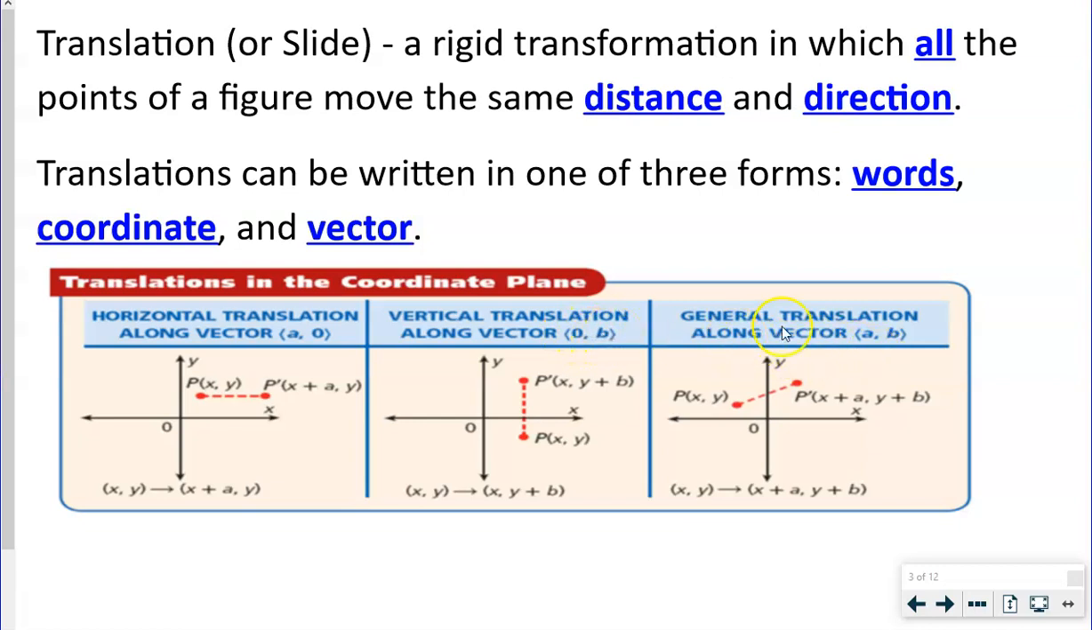This third one over here is a general translation. Okay, so this one changed both vertically and horizontally. So notice here that we go from P, which is (x, y), to P prime, which moved over to the right and up. So this is x plus a and y plus b. So that's how it changed. So (x, y) changes to (x plus a, y plus b). And notice our vector up here. It is the change in x, that's our first position here, and our change in y there. So it went to the right by a, and it went up by b.